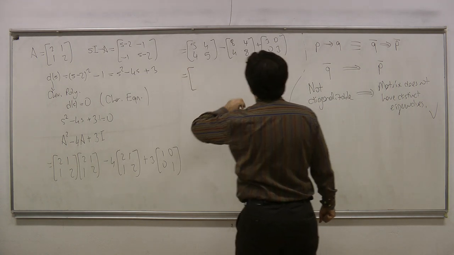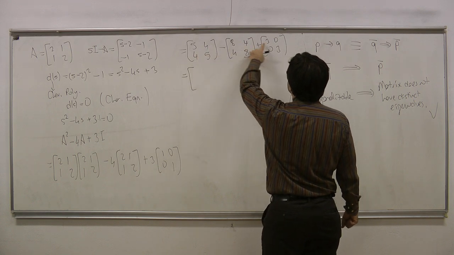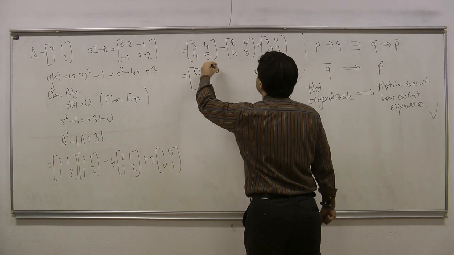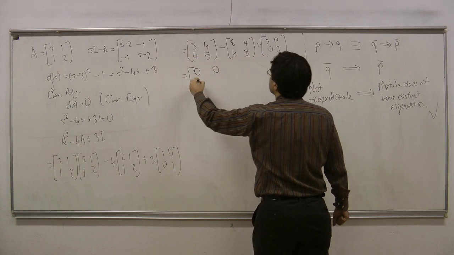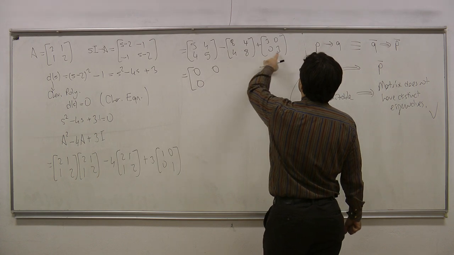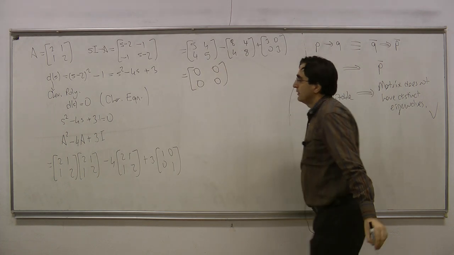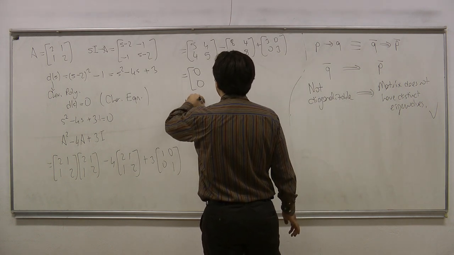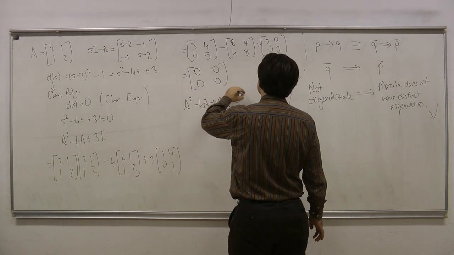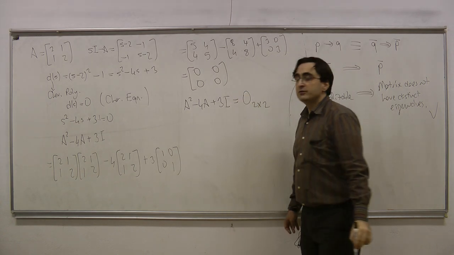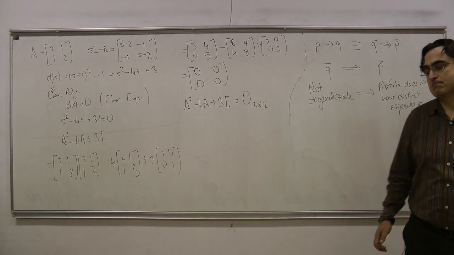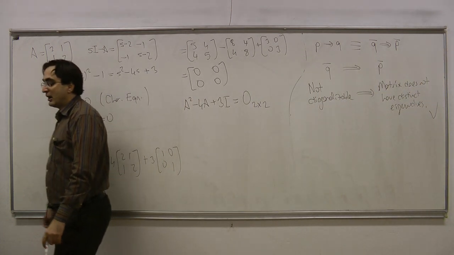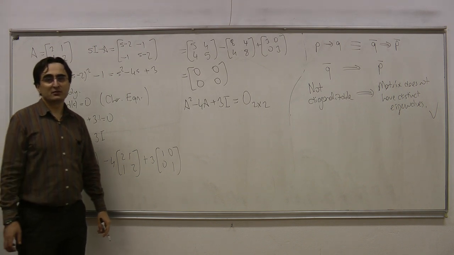So now let me sum all of the terms. 5 minus 8 plus 3 is 0. 4 minus 4 plus 0 is 0. 4 minus 4 plus 0 is 0. 5 minus 8 plus 3 is 0. So you see that, interestingly, A squared minus 4A plus 3 identity is nothing but a 2 by 2 zero matrix.